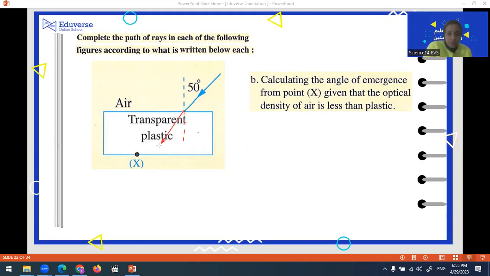So it will be refracted. So I must draw it a little bit like this. Okay. This point is not in the right place, but we all should know that it will be refracted near to the normal, because I'm entering the transparent plastic, which has more optical density than the air. And then let's draw the normal here.